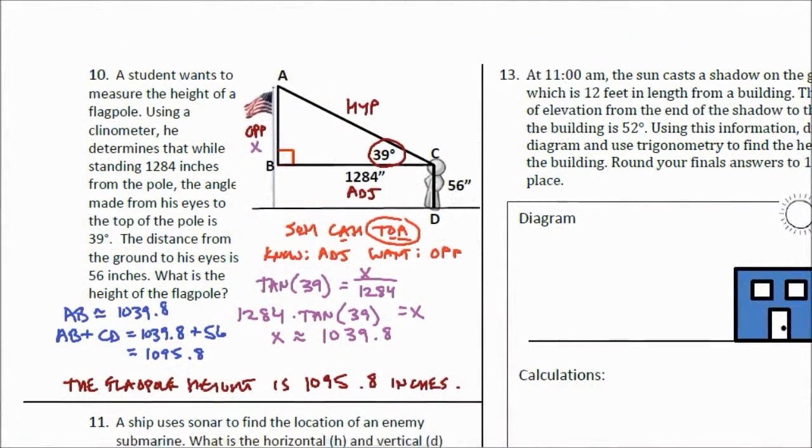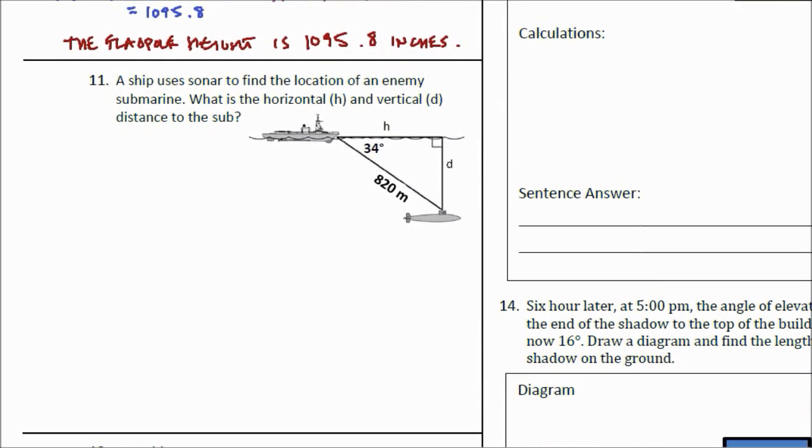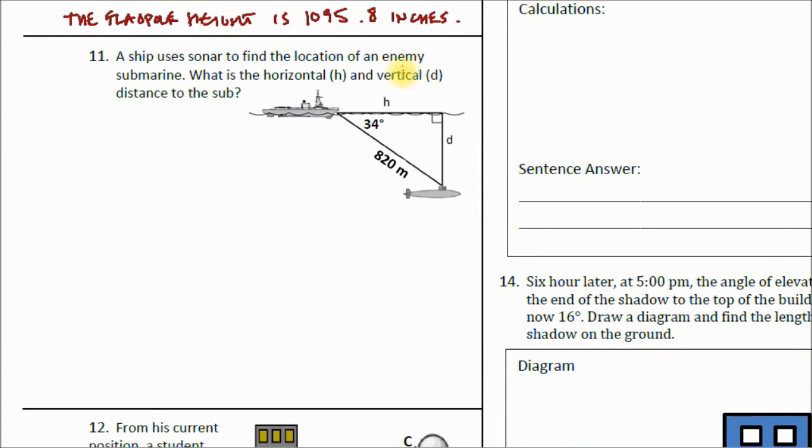Question number 11. A ship uses sonar to find the location of an enemy submarine. What is the horizontal? You can see, class, it has an H. That tells us we're looking for this side of the triangle. And vertical distance to the sub. Vertical is going to be the distance or depth. Here is horizontal distance, and then D is vertical distance or depth. Alright, we got to find both of these. I'm going to do these as a little more shortcut for you guys, assuming that you're getting familiar with trig. Let's figure out the H value first.